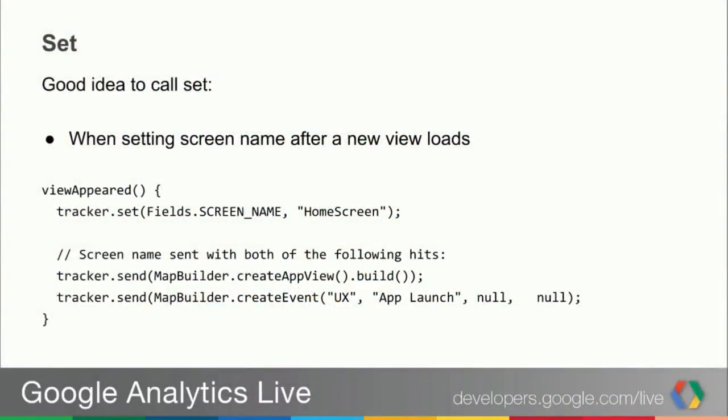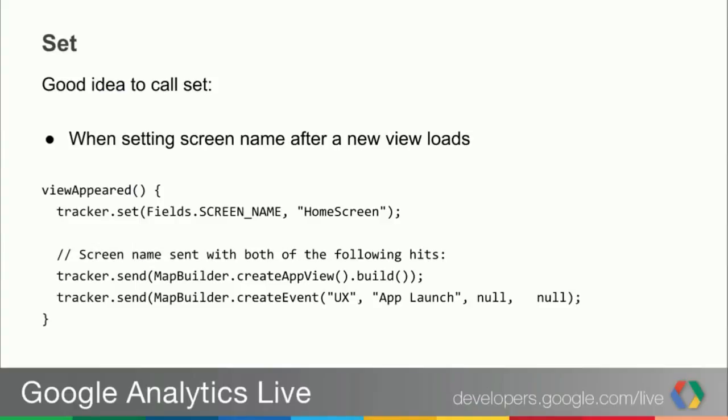That's right. I know we were talking about before this, there are definitely some good places where you'd want to set certain values directly on the tracker that are going to be applied to a lot of hits. One of the examples we talked about was, whenever a view or a screen gets loaded, it's convenient to set the screen name first, and then you can send all your hits after that. So in this example, we set the screen name field to home screen when the view loads, and then we send an app view and an event, and both of those hits are going to contain that screen name. I only had to set it once.